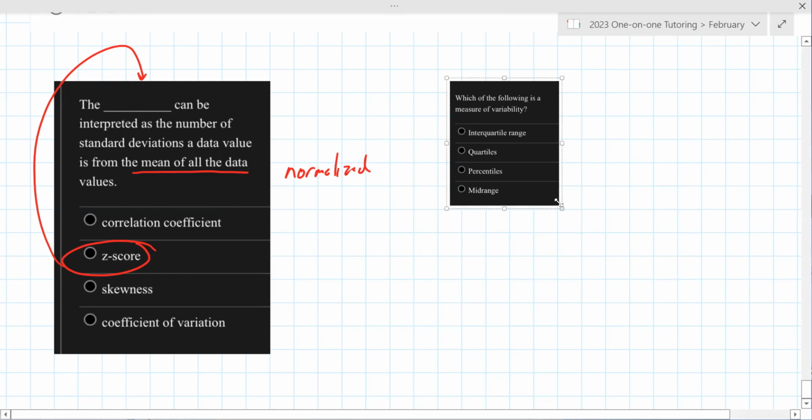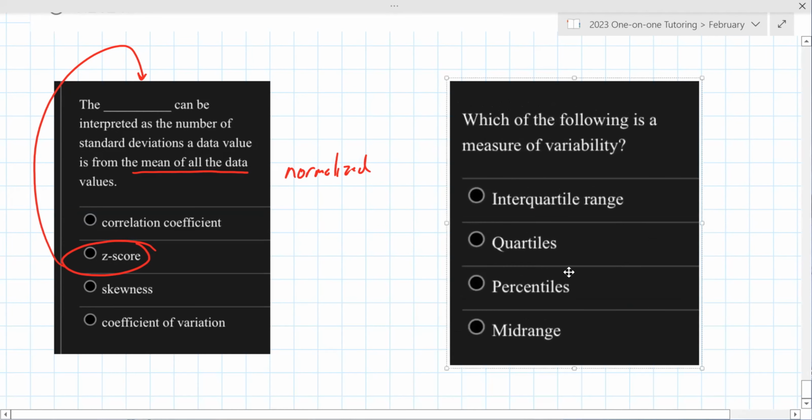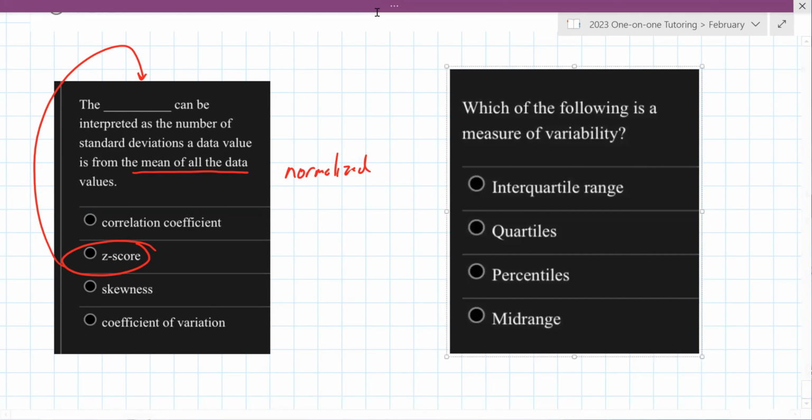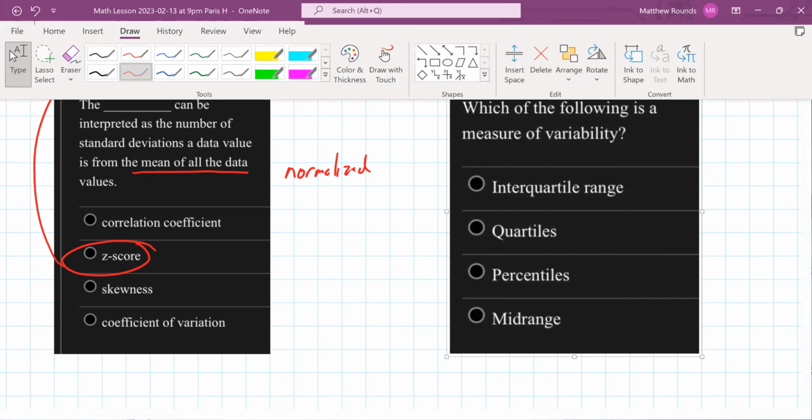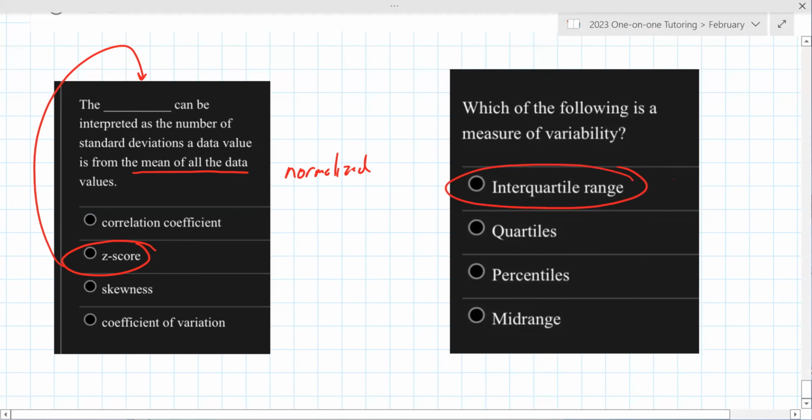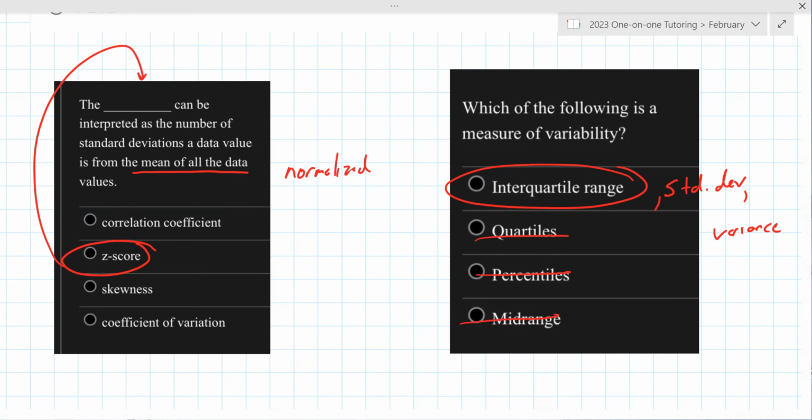And then last one here. Which of the following is a measure of variability? There's more than this, but I'll circle this and add the other ones. Standard deviation and variance are common ones. These other ones are not measures of variability. Okay.